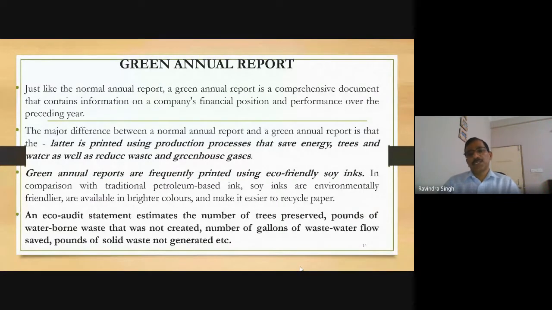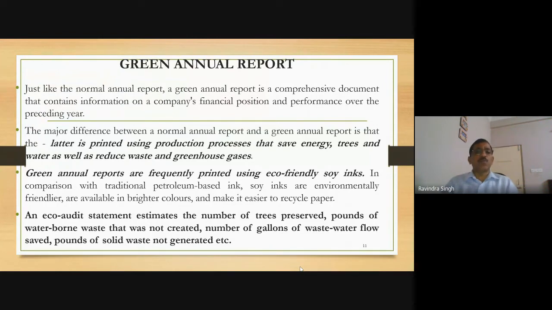First, let us see what it says, and then I will tell what it is. Just like the normal annual report, a green annual report is a comprehensive document that contains information on a company's financial position and performance over the preceding year.